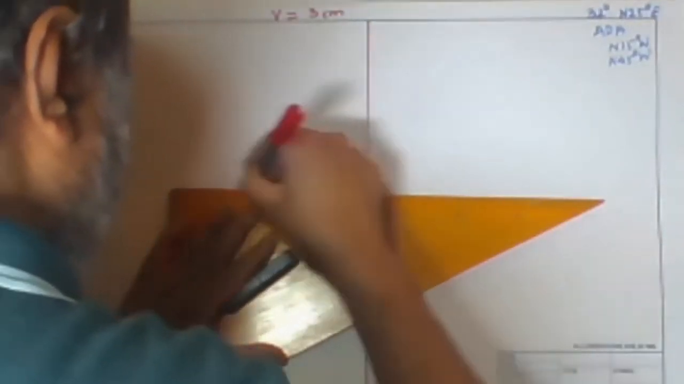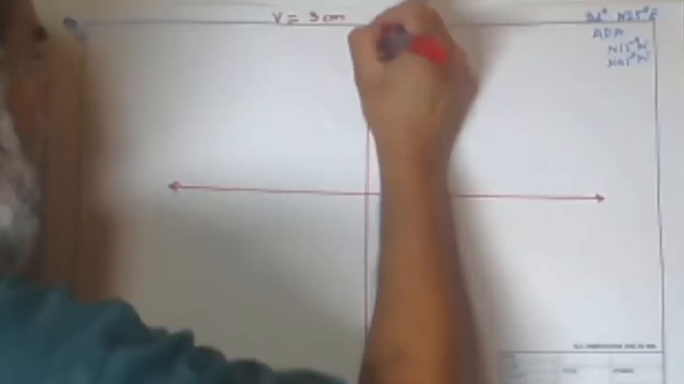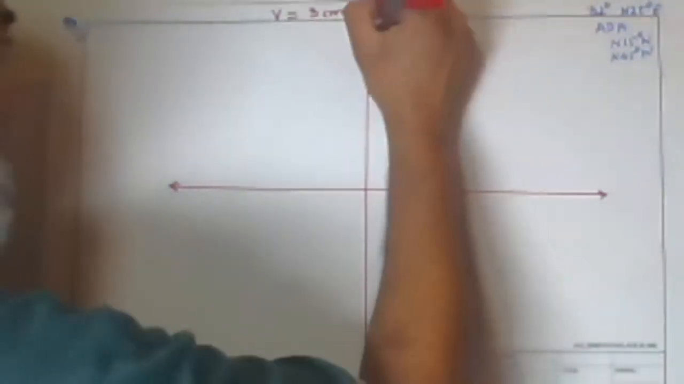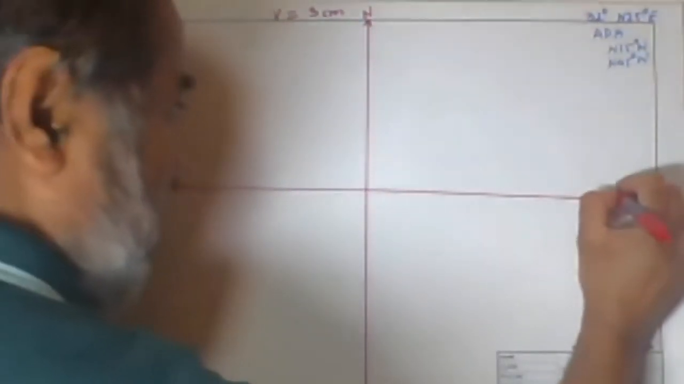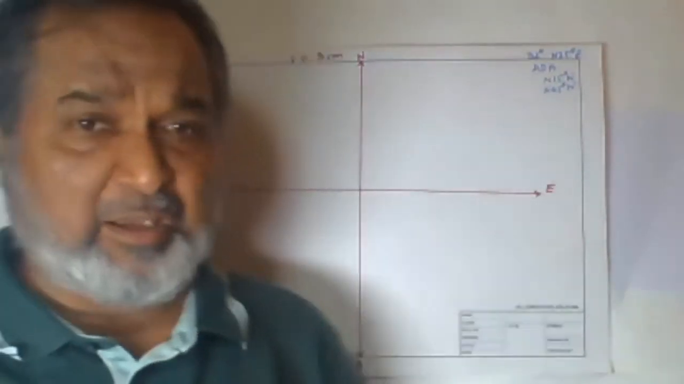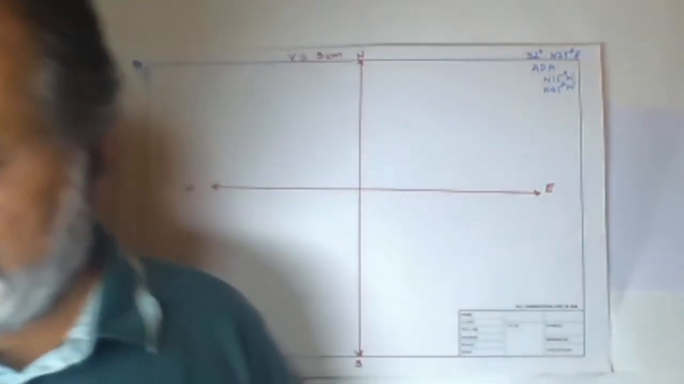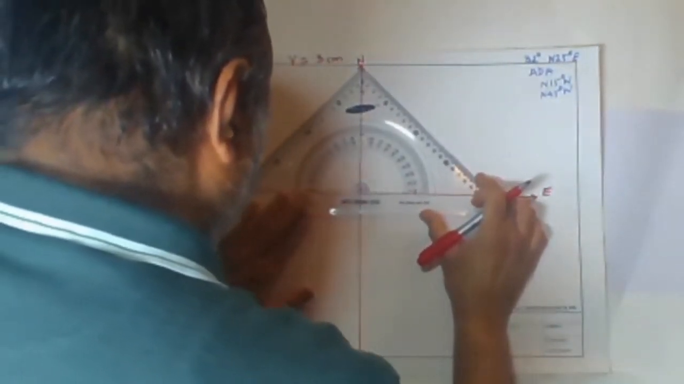So B should be 2 centimeter, which is generally used in solving structural problems, but you should also have a practice of B 3, B 1 also. We will make that variation. Top is the north, bottom is the south, right hand side is east, and left hand side is the west. So this is the problem we have. Now you have to take the angle north 20 degree, north 20 degree east.